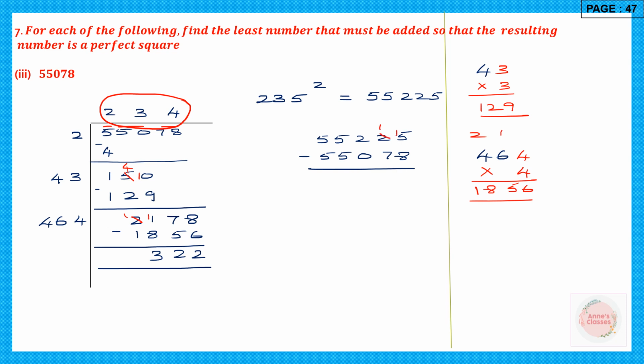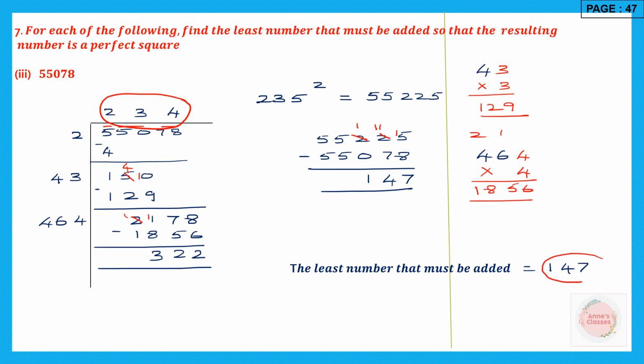So here let's borrow. 15 minus 8 is 7. Again we need to borrow. So here we have 11 minus 7 is 4 and we have 1. That means 147 is the number that should be added to this number so that we get 55,225, which is a perfect square. So the number to be added is 147. So the least number that should be added is 147. This is our answer.